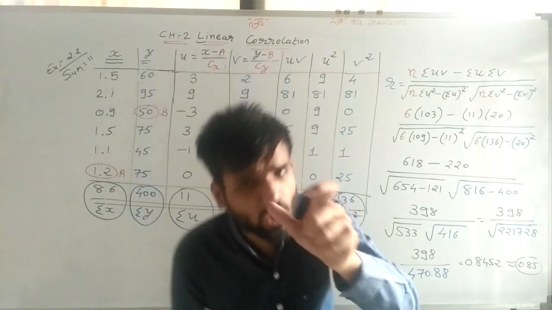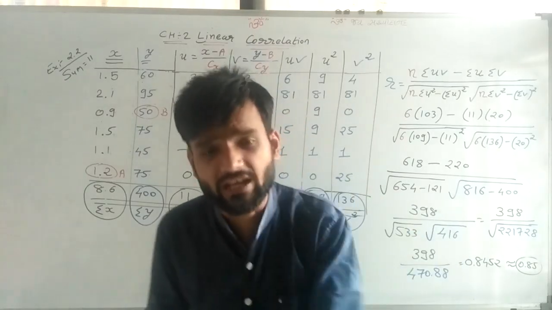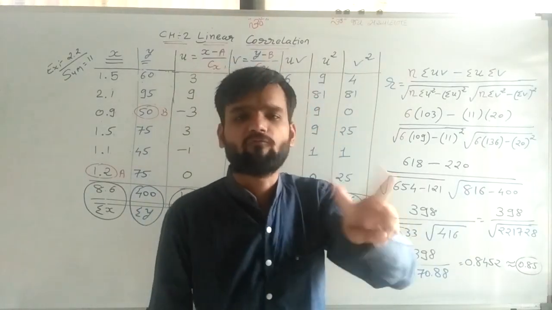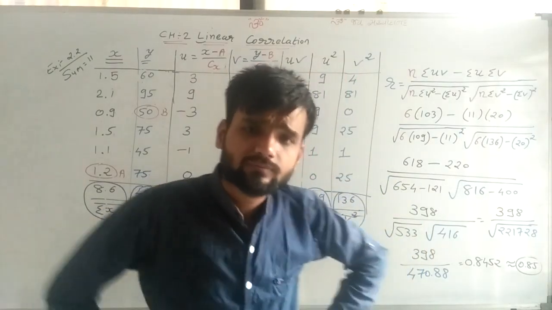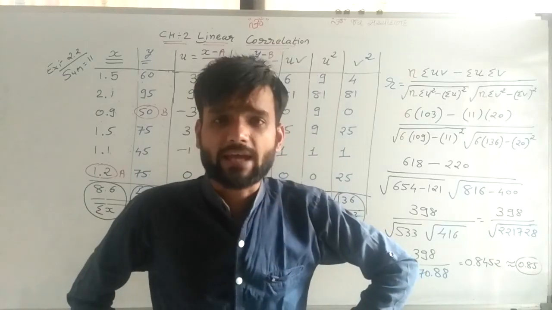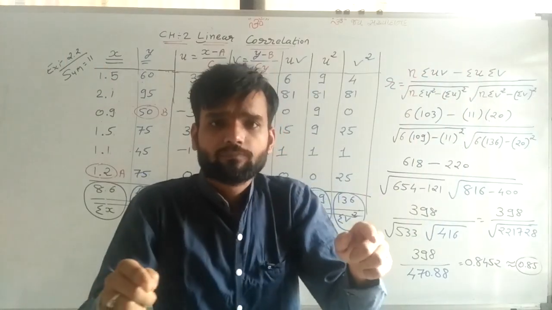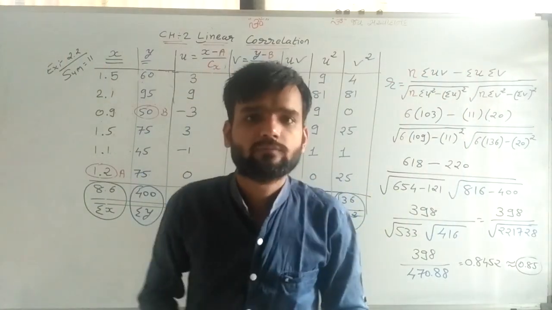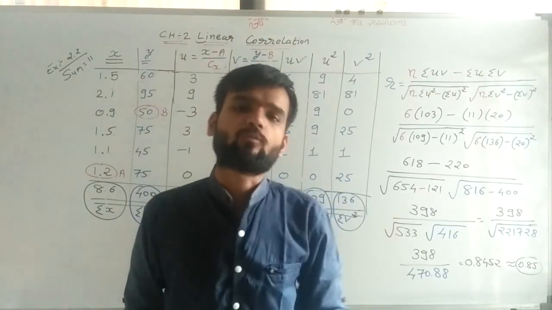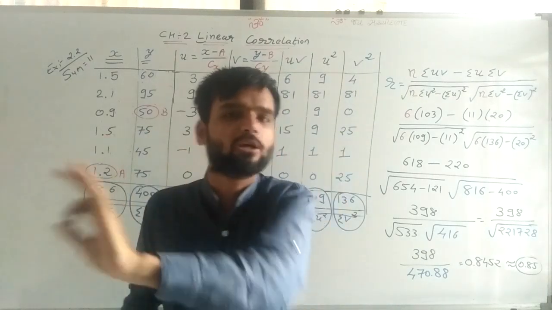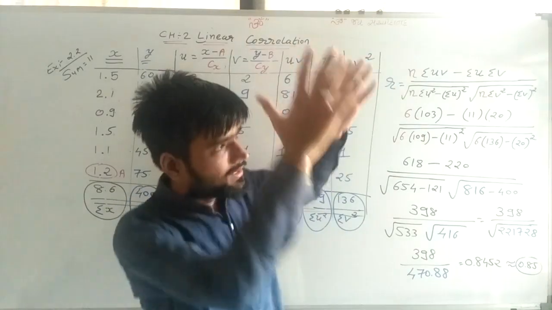Whenever small values of x and y are given, at that time you can use the second formula. Now sir, when is the third formula used? Whenever the values of x are very large and we want to convert them into small values so that the calculation becomes easy, then use the UV formula, n sigma UV minus sigma U sigma V.